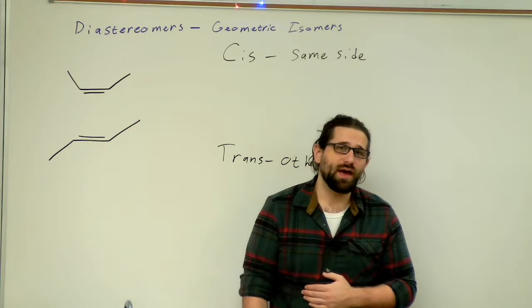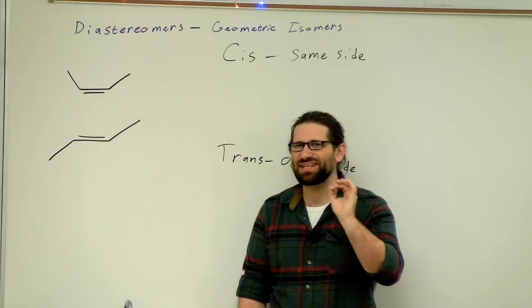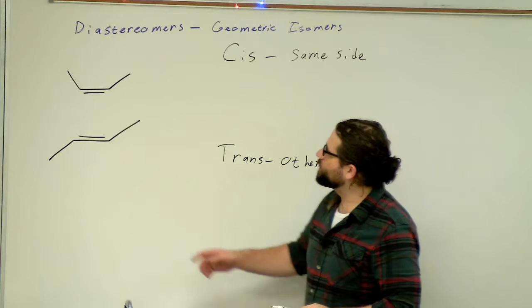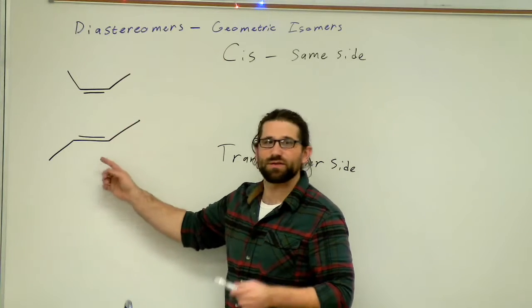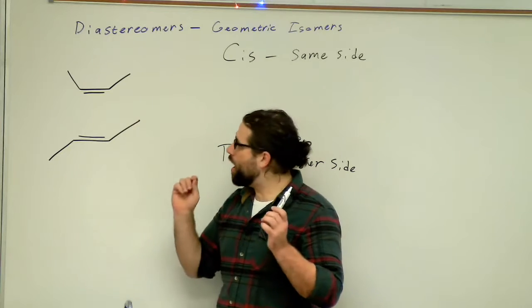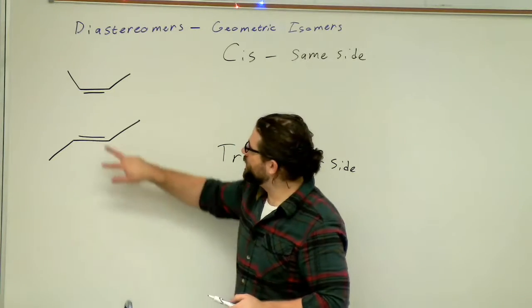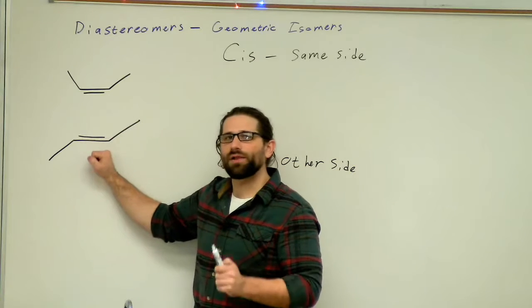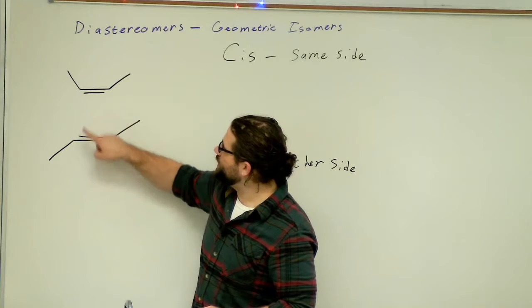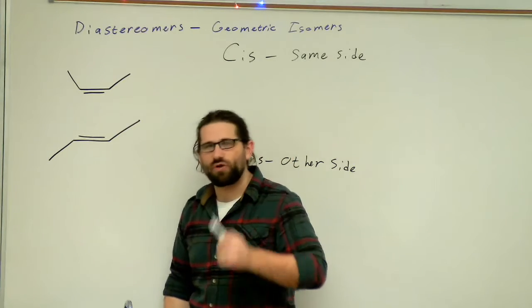Recall that we can have compounds that are structurally identical but spatially different. We have here two but-2-enes that are unable to flip back and forth between each other. This double bond locks the molecule in that orientation. And so I have but-2-ene and but-2-ene that are different. I need a way to differentiate those.